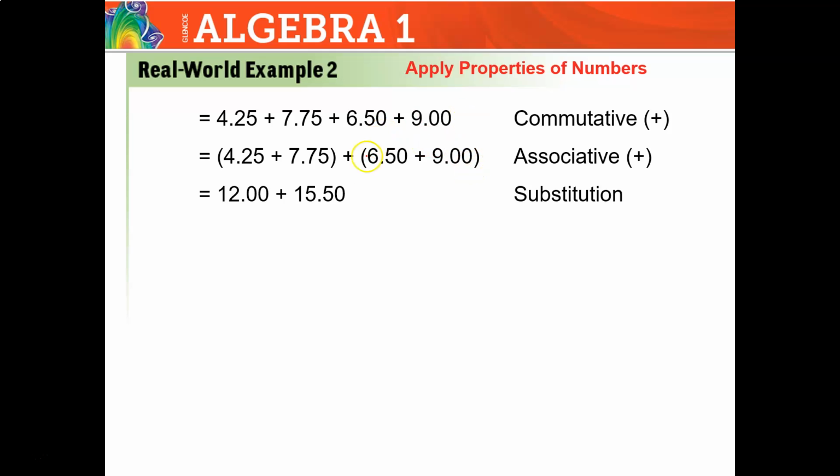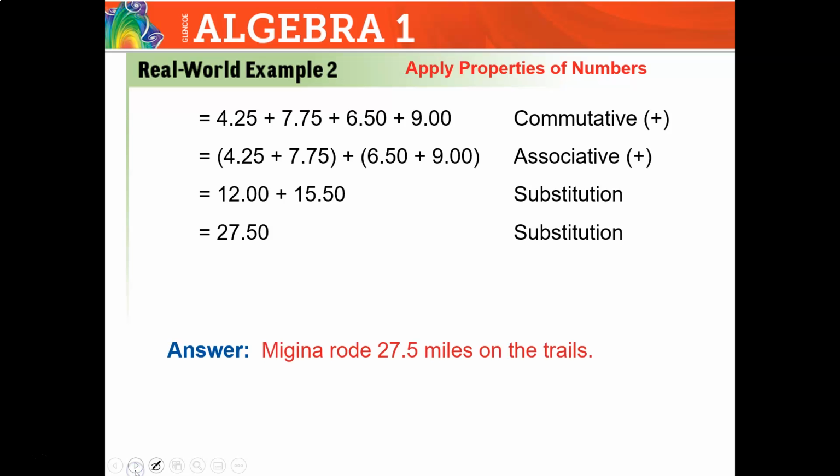So you add them up. Here they grouped those two together and added and got 15.50. They grouped those two together, they got 12. You add those two together, you would get 27, or 27.5 miles on the trail.